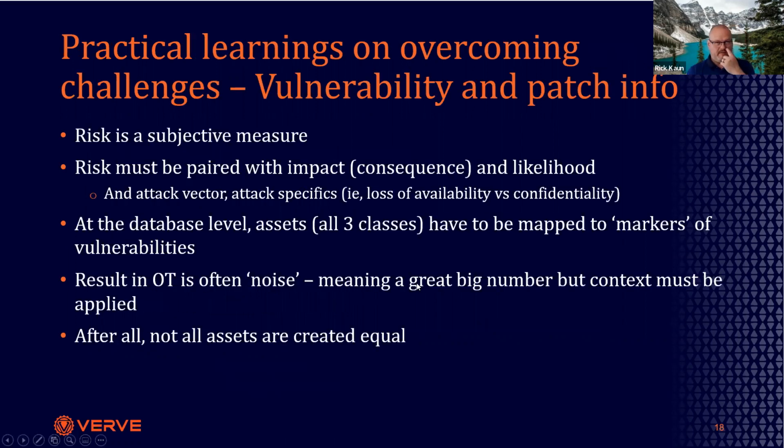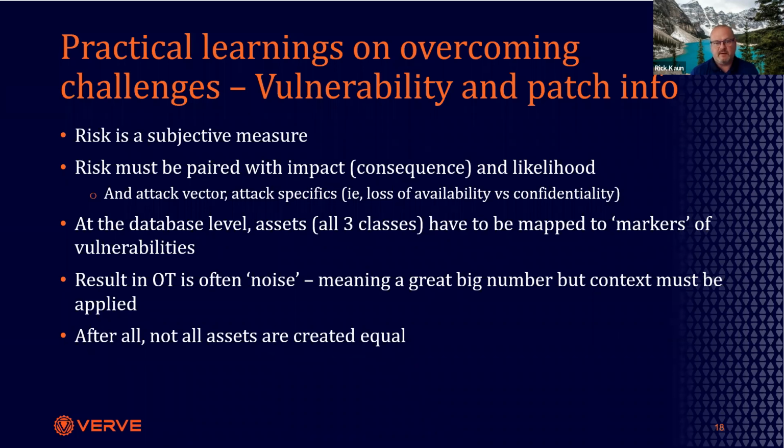These are practical learnings that we have gathered over the last 20 years, and even more so in the last 12 to 18 months, as more and more organizations struggle to keep up with existing regulation, or, as we recently saw, a flurry of activity in the pipeline industry, emerging regulation. Risk is a subjective measure. It is not necessarily equal to everybody. Just because the NVD says this is a critical risk doesn't mean it's critical to you and your organization. Without context, you can't make informed and intelligent decisions. Risk must be paired with impact and likelihood.